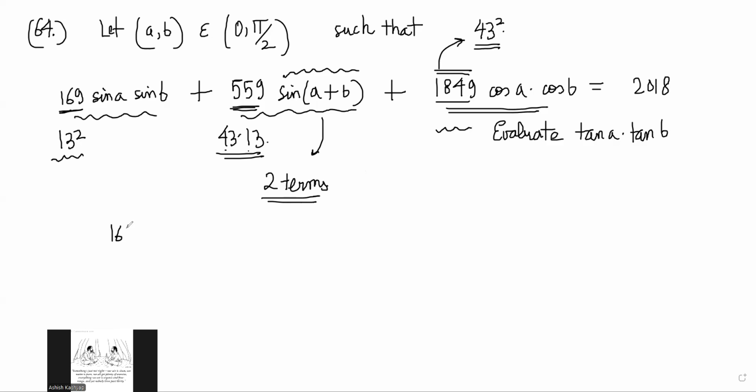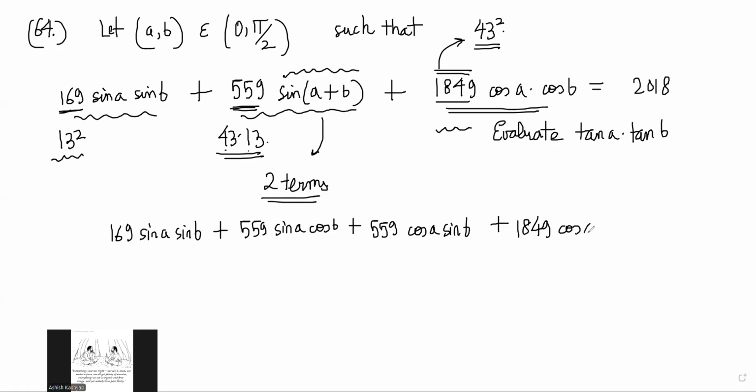So what I will do is I will write it like this: 169 sin A sin B plus 559 sin A cos B plus 559 cos A sin B plus 1849 cos A cos B, right? And we can easily factorize it because this is 13. We can take 13 sin A common here, and we'll get 13 sin B plus 43 cos B, right? And here we can take 43 cos A common, correct?